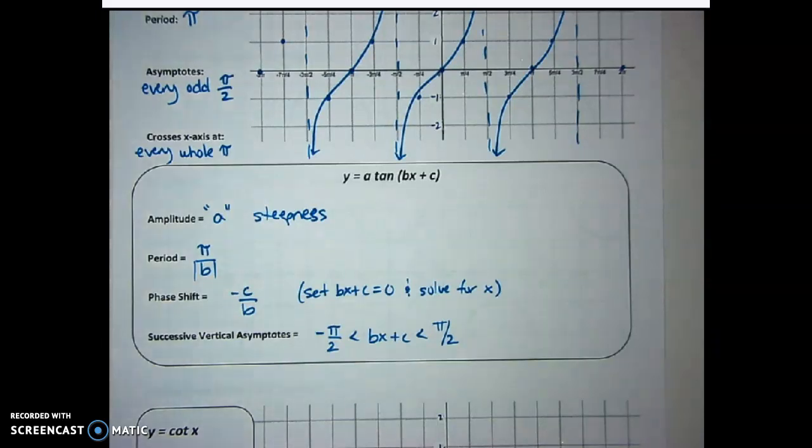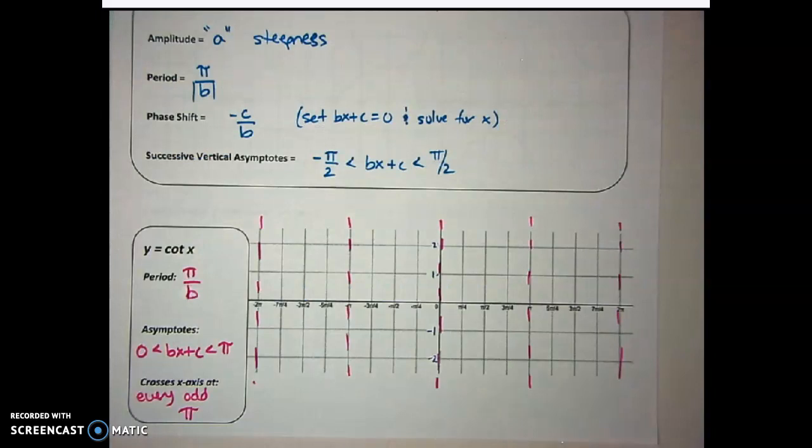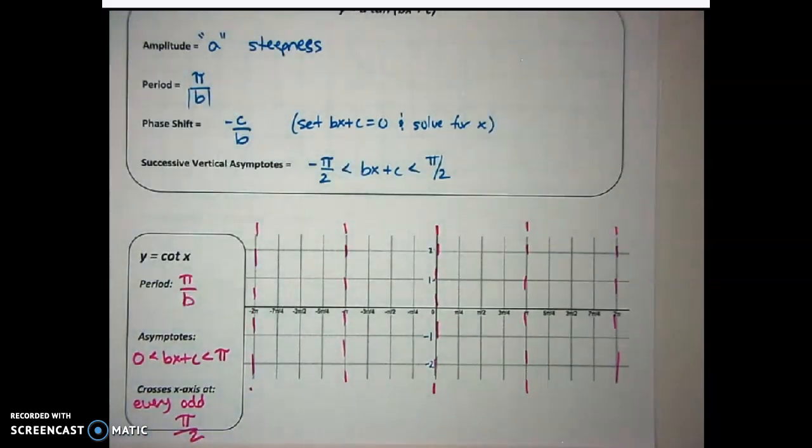Now let's take a look at what all this means with the cotangent graph and what the base cotangent graph looks like. Similar to the tangent graph, A is still going to be your amplitude. Your period is still going to be pi over b. But now remember, with the cotangent graph, you have the sine in the denominator. So whenever the sine is equal to 0, you're going to have your asymptotes. So you're going to set that bx plus c as a compound inequality between 0 and pi. And it's going to cross the x-axis every time the cosine graph is equal to 0, which is every odd pi over 2. Putting all of that together, this is what your cotangent parent graph is going to look like.